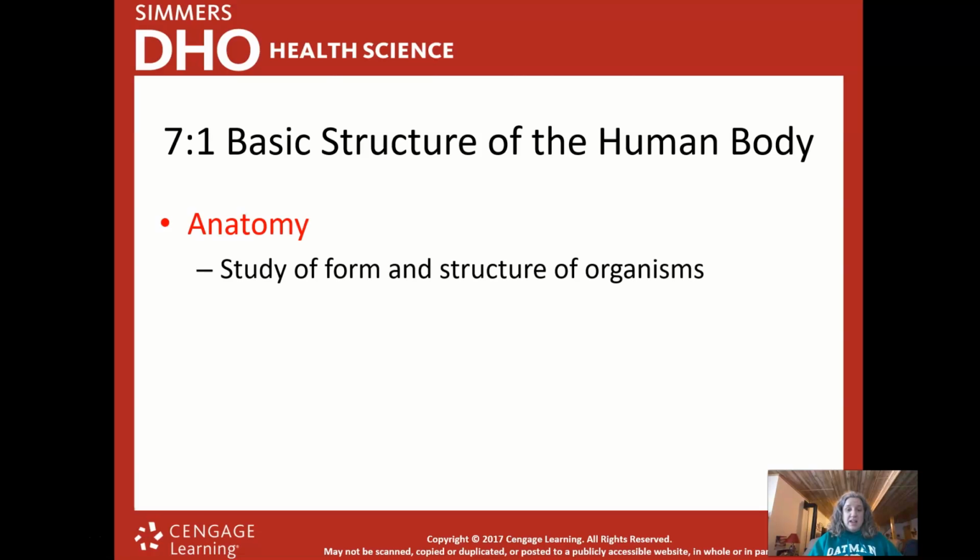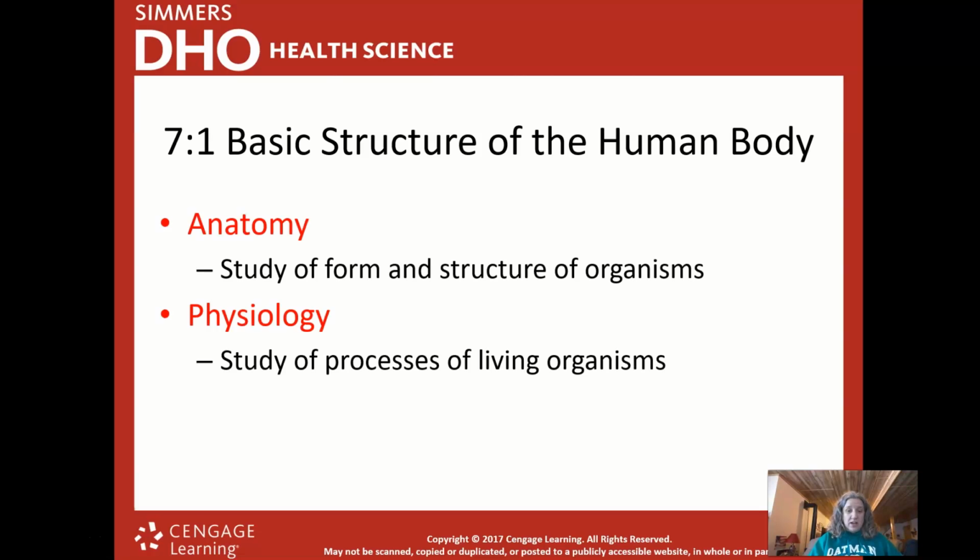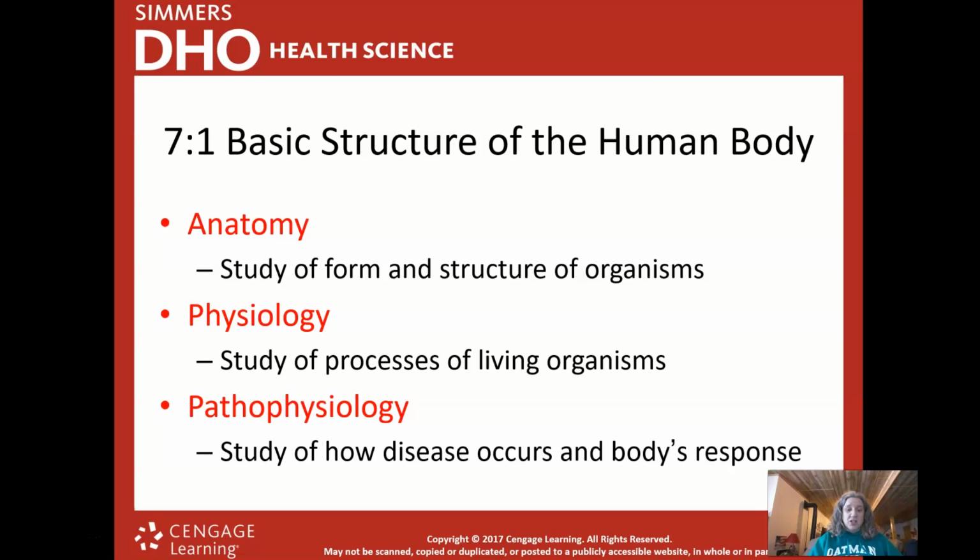Anatomy is the study of form and structures of organisms. Physiology is the study of processes of living organisms. And pathophysiology is the study of how disease occurs and the body's response. So anatomy can be the study of your bones, your muscles, your organs. Physiology is how it works together, how the organs work together. And then the pathophysiology is the diseases that can occur and how the body responds to that.